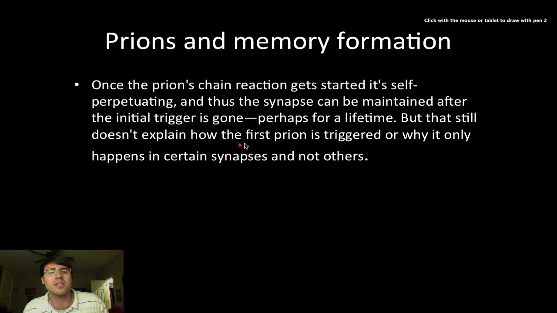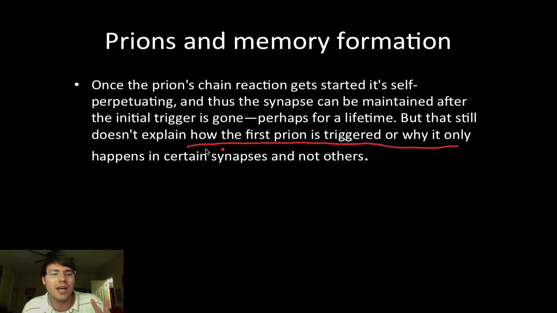But what we don't really know is how the prion is first triggered or why it only happens in certain synapses and not others. But the thing that I really want to explain is how would something like that happen if it's just a protein that gets misfolded? I mean, if it's observable in multiple animals, both mammals and I think Drosophila is what he exposed it on, then it's clearly an advantageous mechanism.